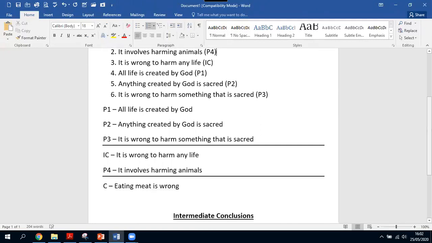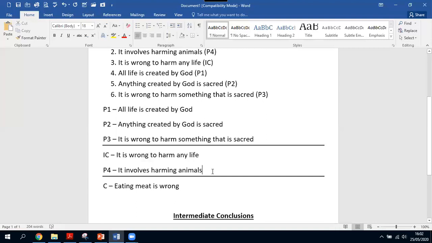What we have here is the first three premises: all life is created by God, anything created by God is sacred, it is wrong to harm something that is sacred. These support the intermediate conclusion that it is wrong to harm any life at all. So that's our intermediate conclusion, and it's supported by these three premises here.